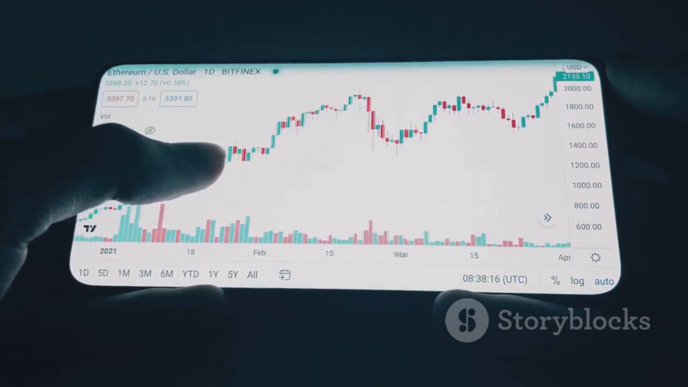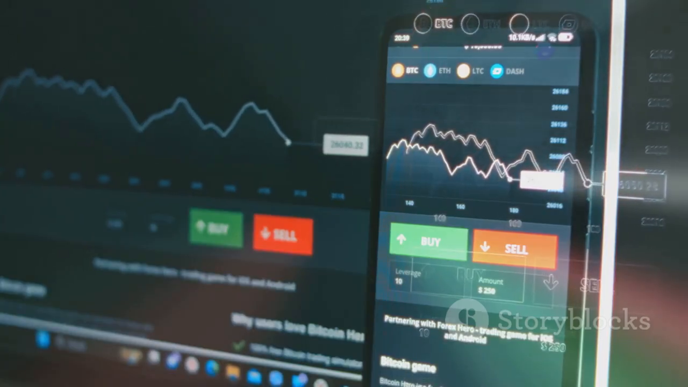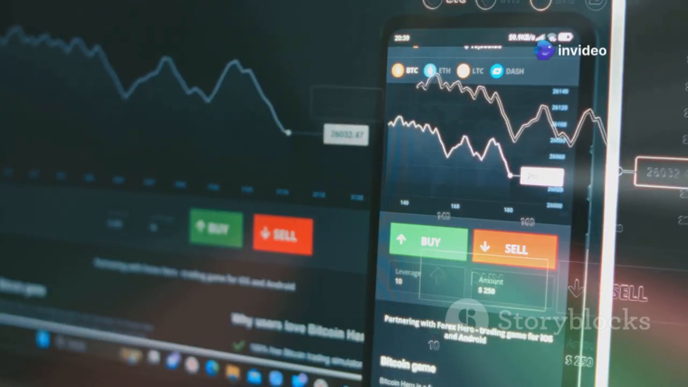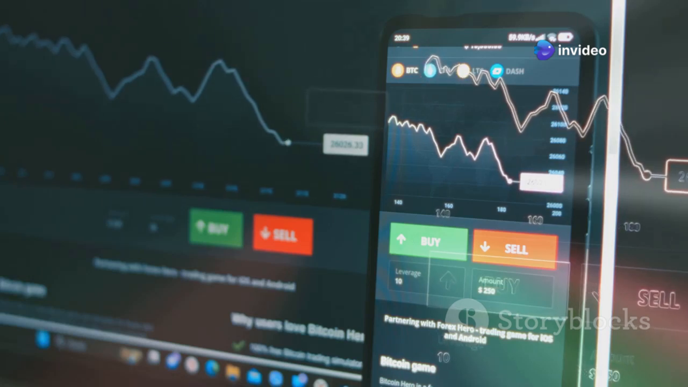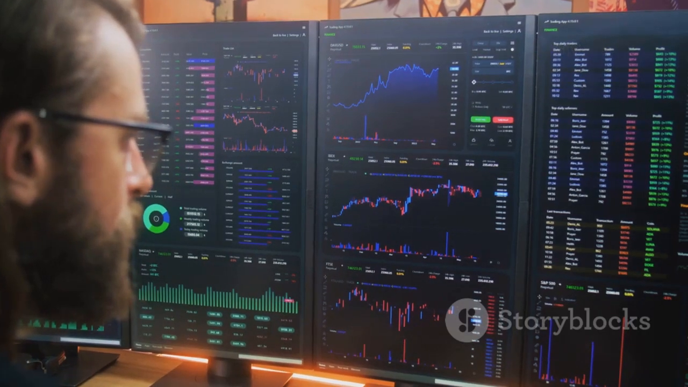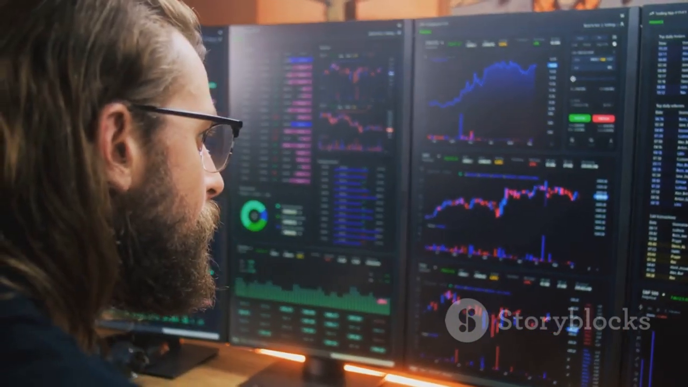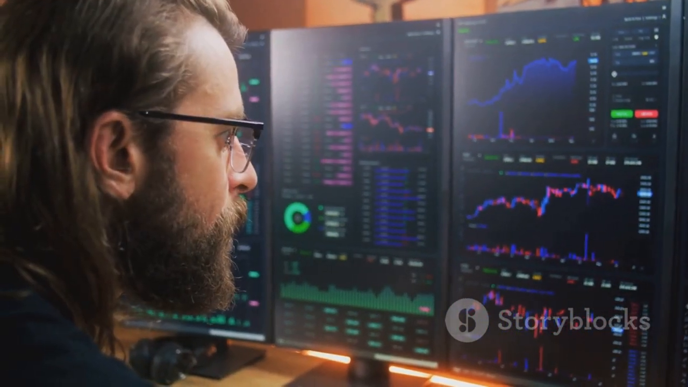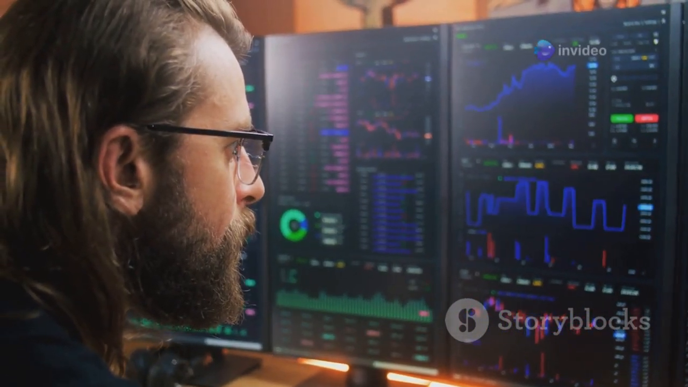Then we have the Relative Strength Index, or RSI. This is a momentum oscillator that measures the speed and change of price movements. This nifty indicator tells us if a stock is overbought or oversold, like a gas gauge for the market. It helps you gauge the market's current state.